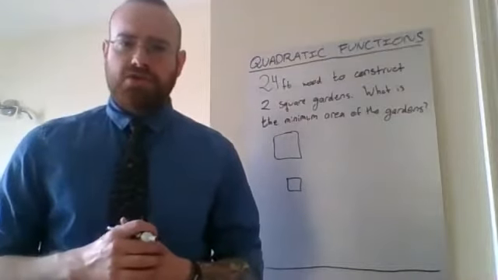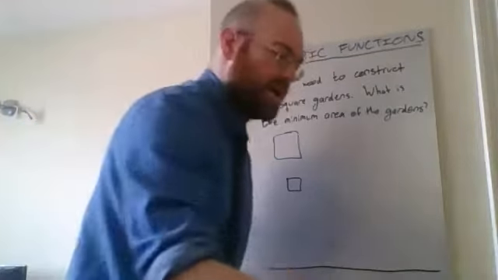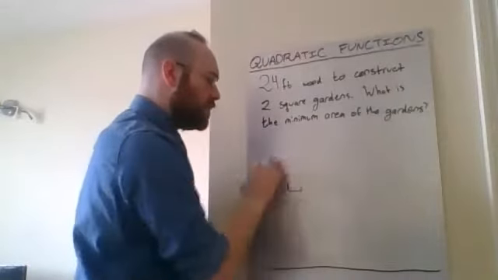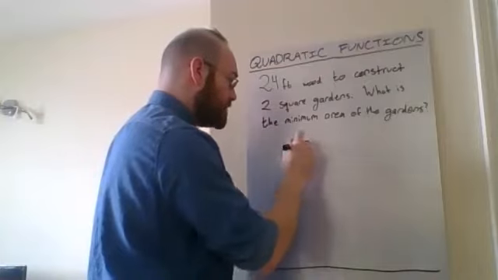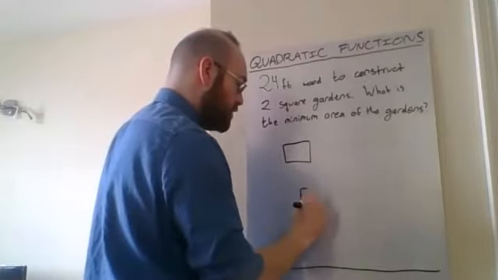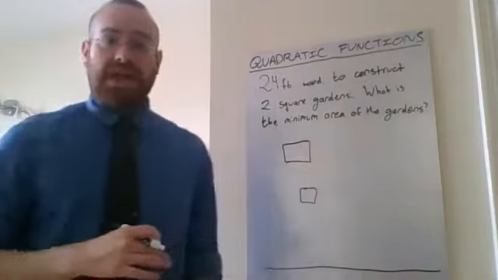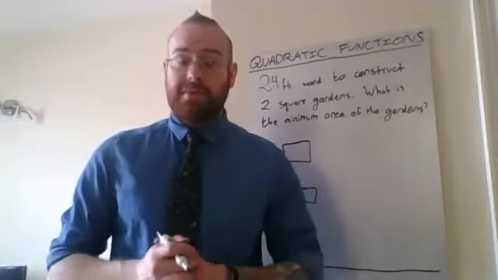You might notice that I didn't draw them as the same size. That's because we don't know if our 2 square gardens will be the same size or if they'll be different sizes. So we have to take into account the possibility that they might be different.